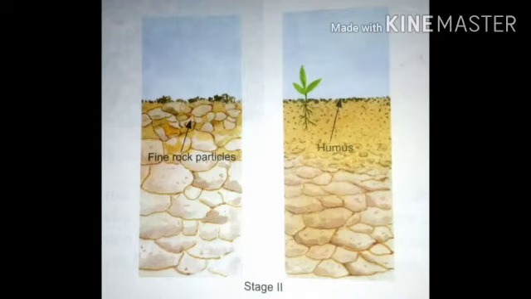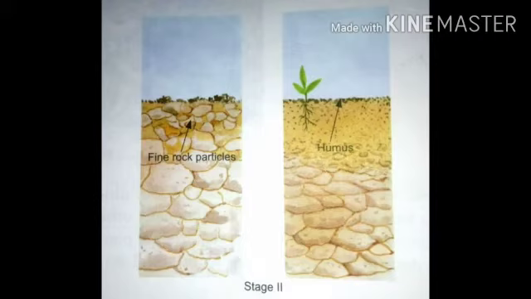Now the second stage: these small rocks continue to undergo weathering, meaning these small rocks again break down into smaller, then smaller, then smaller pieces, thus allowing a very fine layer of rock particles to form at the surface of the earth. Now what will happen?